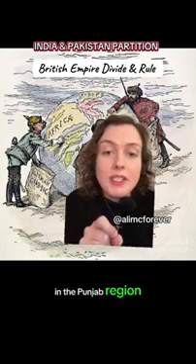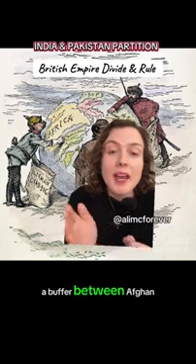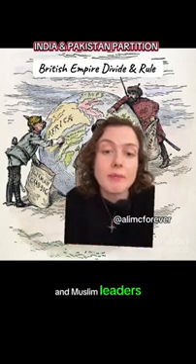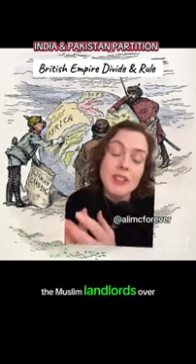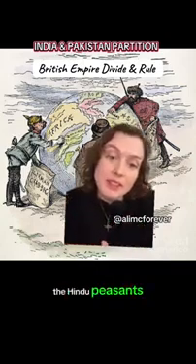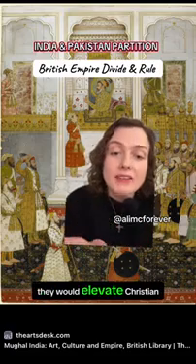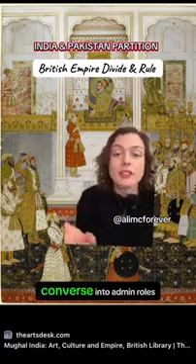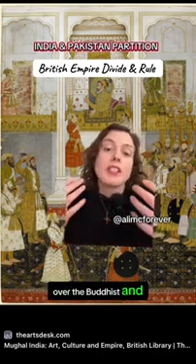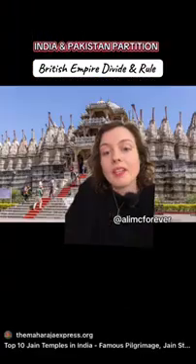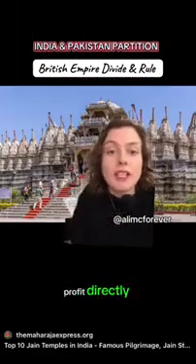In the Punjab region, they supported Sikhs as a buffer between Afghan and Muslim leaders. In Bengal, they backed the Muslim landlords over the Hindu peasants. In Burma and northeast India, they would elevate Christian converts into admin roles over the Buddhist and tribal majority. The British strategy was rule indirectly, profit directly.